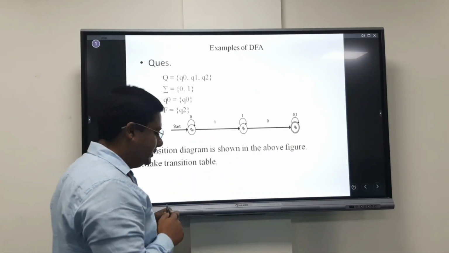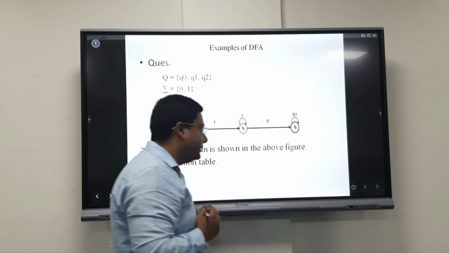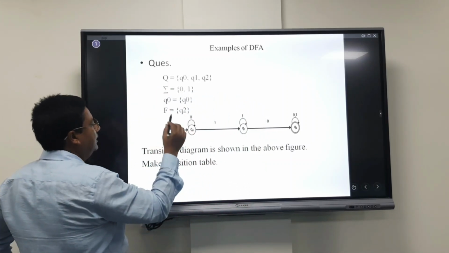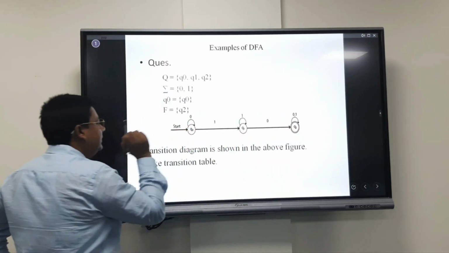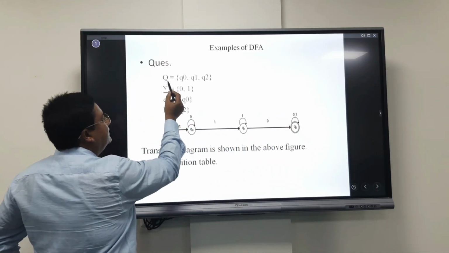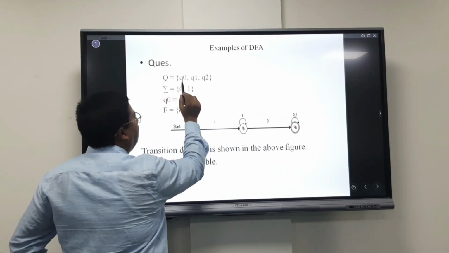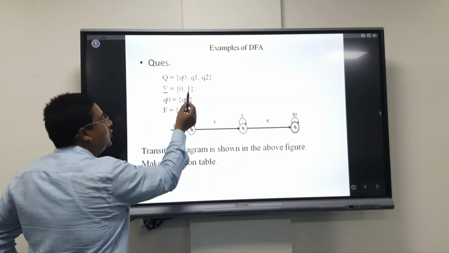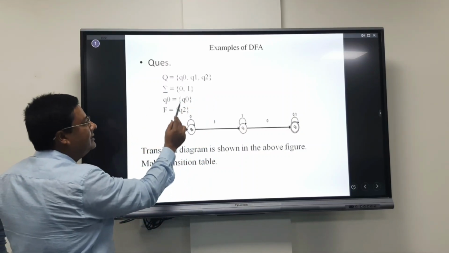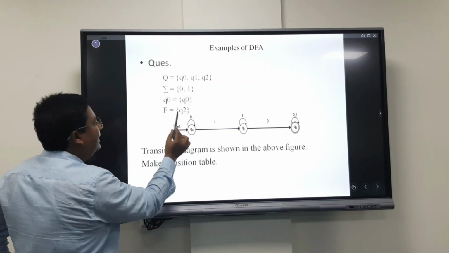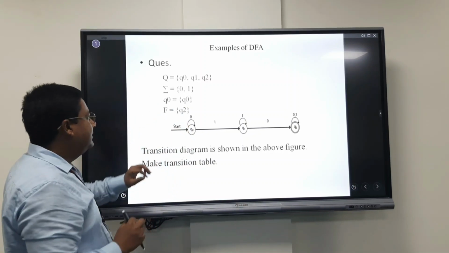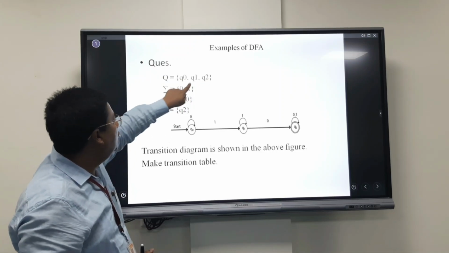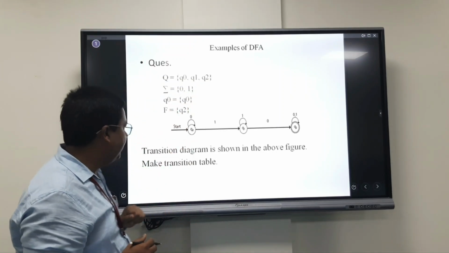Come to the question. Some examples are here. In this example, we have taken three states. This is the 5-tuple definition, and the transition diagram is given here. First is the set of states: we have three states, Q0, Q1, Q2, and the input symbols are 0 and 1. Q0 is the initial state, and Q2 is the final state. Q1 is the middle state.